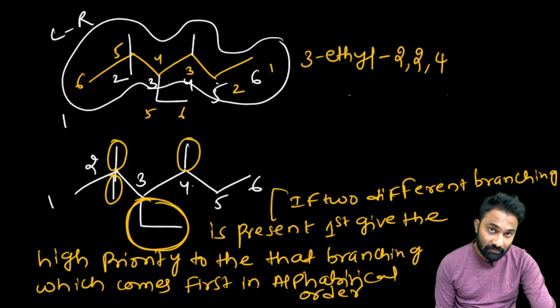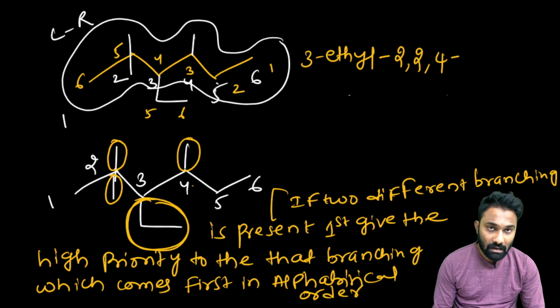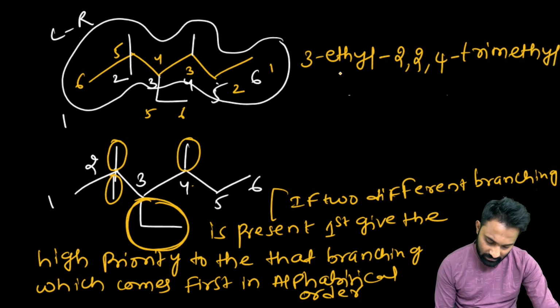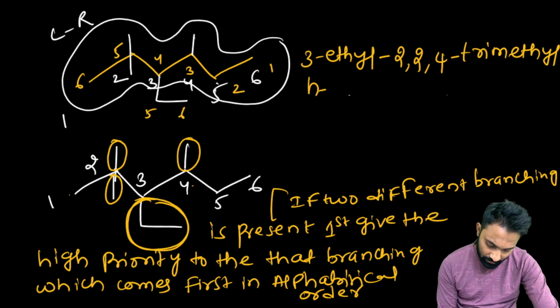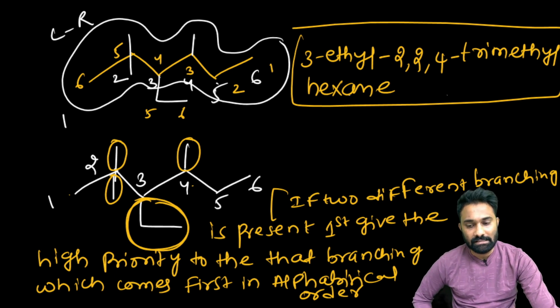How many methyls are we having? 3 methyls, right? Then we represent the number, and after that we represent the letter, so we have to use the hyphen. How many methyls are we having? Trimethyl. Clear? 3-ethyl-2,2,4-trimethyl. How many carbons are in the parent carbon chain? 1, 2, 3, 4, 5, 6. 6 means hex. All are single bonds, so hexane. 3-ethyl-2,2,4-trimethylhexane.